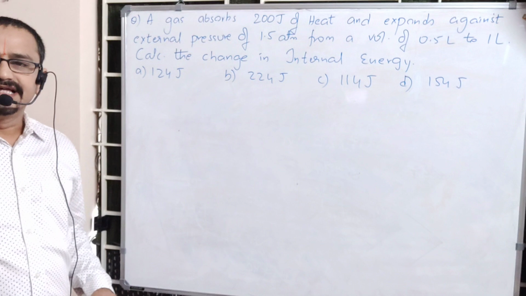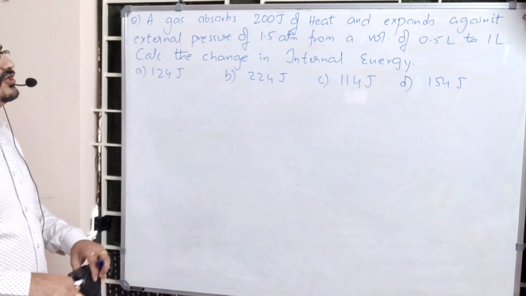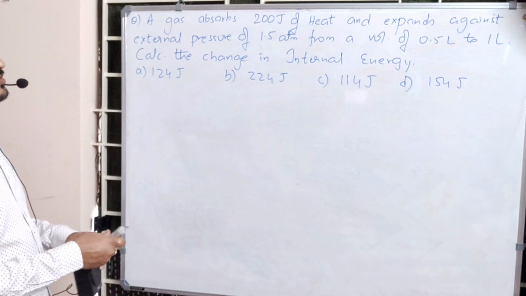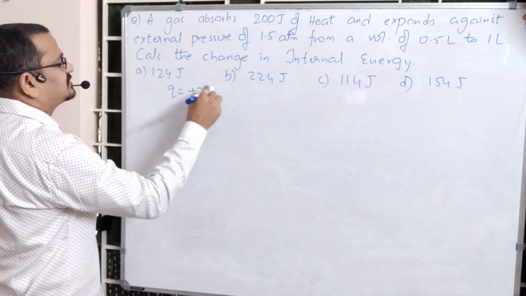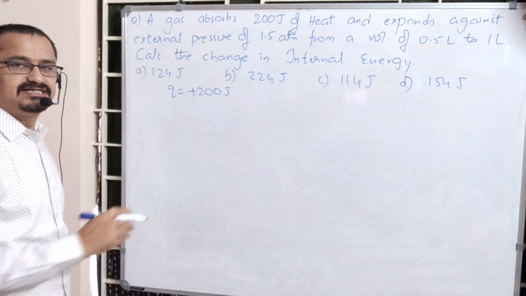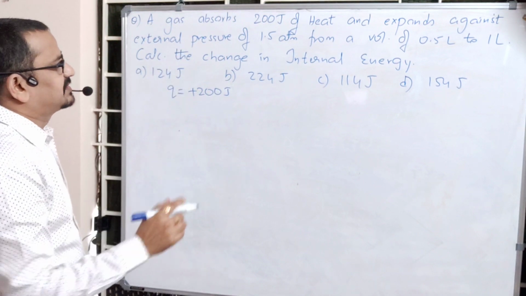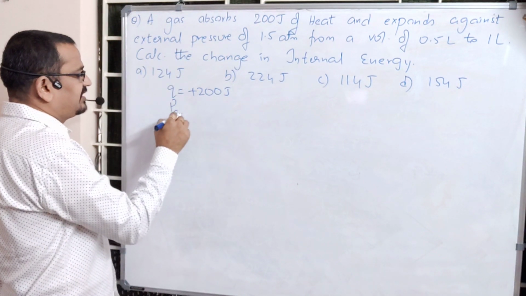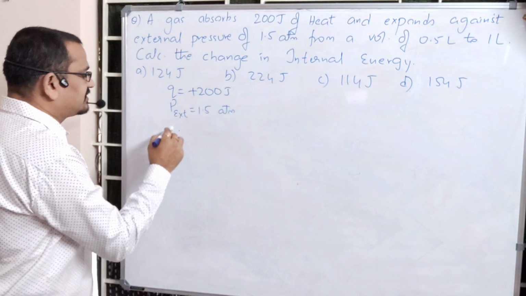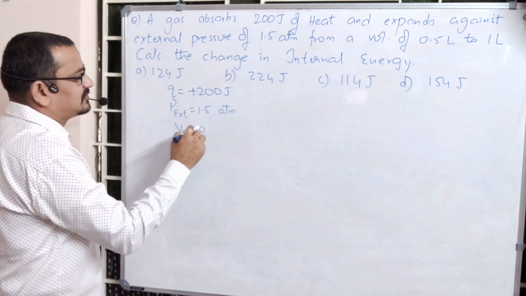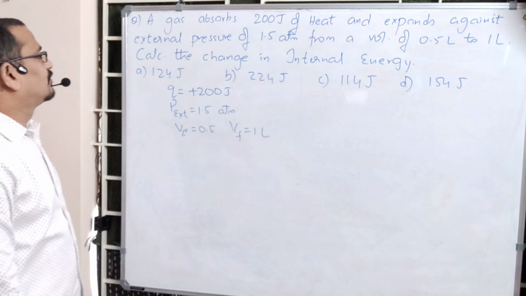So this is another question from the first law of thermodynamics. A gas absorbs 200 joules of heat. So Q is given as plus 200 joules. Absorbed, so it is given with a positive sign. And expands against external pressure, P external is 1.5 atmospheres, from an initial volume Vi of 0.5 to a final volume of 1 liter.